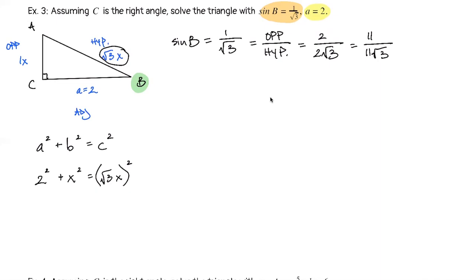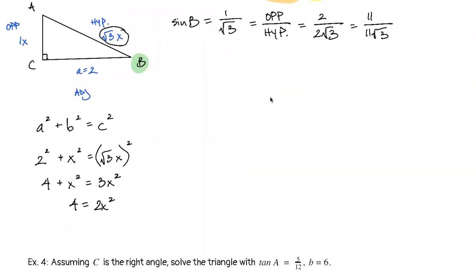Now let's do the boring part. Setup is the important part. Now we're just working through the computation. So 4 plus x squared equals, let's see, square root of 3 squared is 3x squared. All right, I'm going to move my x squareds to one side. 4 equals 2x squared. I'm going to divide both sides by 2. 2 equals x squared, and I get x equals plus or minus square root of 2.